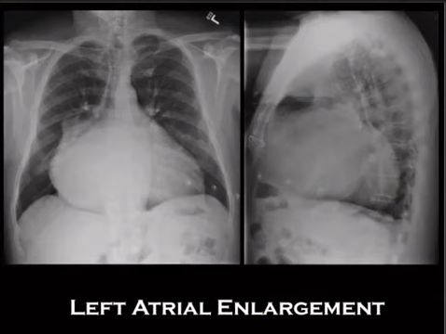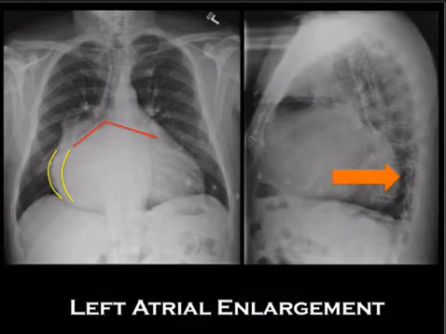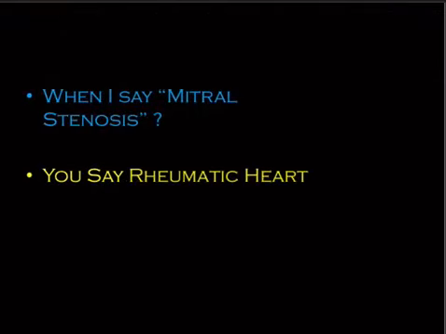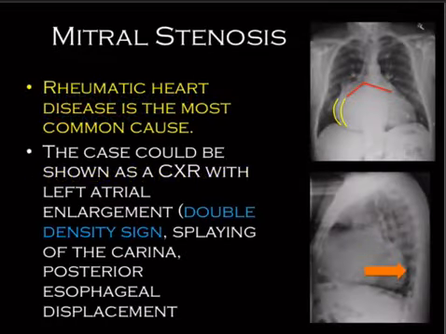And we talked about this in the chest lecture. We can have a double density sign here, widening of the carina here, and then posterior displacement. So this tends to be something that you see with mitral stenosis. So mitral stenosis occurs, and then your left atrium has to try to pump harder to get past that stenosis, and it enlarges. When I say mitral stenosis, you say rheumatic heart disease. Rheumatic heart disease is the most common cause of mitral stenosis.